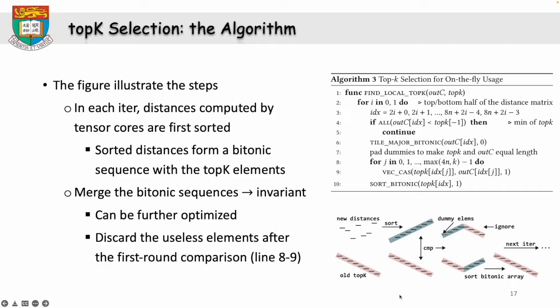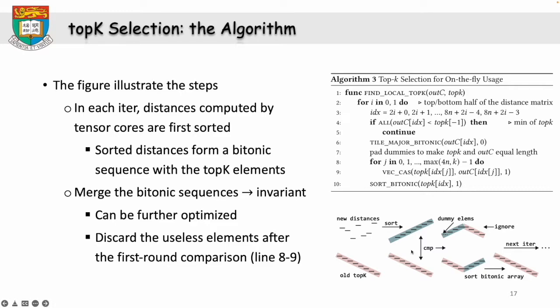So this figure shows the steps of algorithm 3 in each iteration. It first sorts the distances computed by TensorCores into an increasing sequence. Then the newly computed distances form a Bitonic sequence with the current or old top-k elements, which are in decreasing order guaranteed by the invariant. It then selects the top-k elements from the Bitonic sequence and sorts them in decreasing order to guarantee the invariant. We can simply merge the Bitonic sequence to guarantee the invariant.